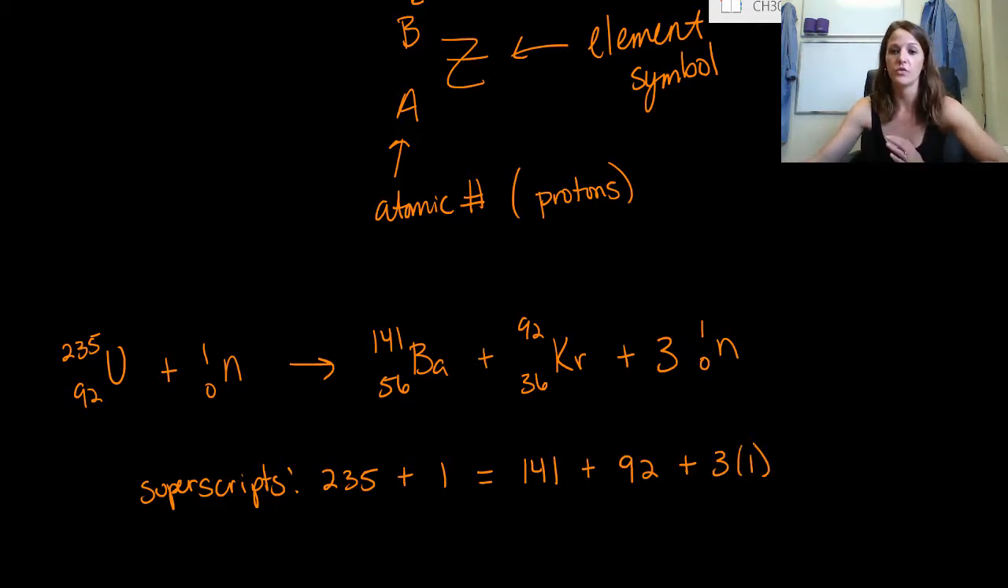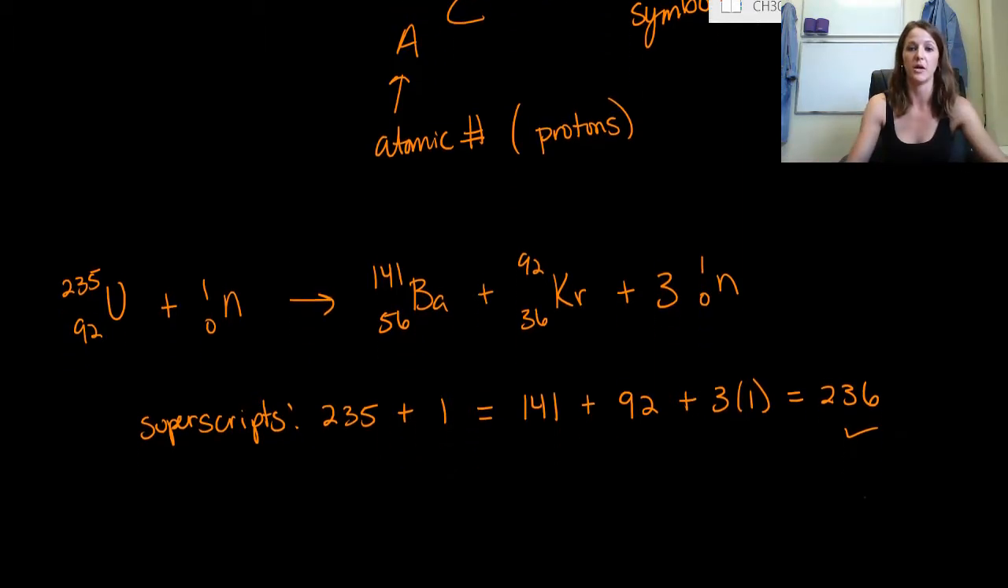So you multiply those together: 3 times 1, which really is just 3. That's pretty simple. But what we need to do now is say 235 plus 1 is equal to 236. And now we need to make sure 141 plus 92 plus 3 is equal to 236. And it absolutely is. So that balances out perfectly.